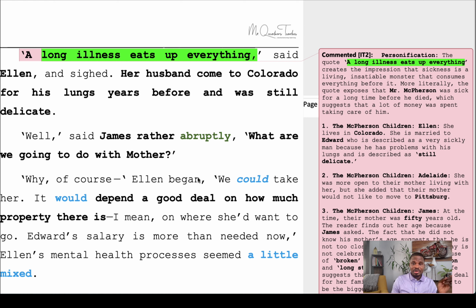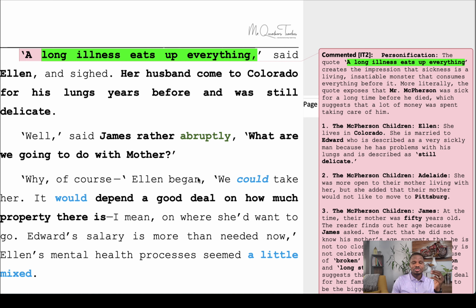More literally, the quote exposes that Mr. McPherson was sick for a long time before he died, which suggests that a lot of money was spent taking care of him. The detail I spoke about, Helen's husband being sick, we see it here. It says her husband came to Colorado for his lungs years before and was still delicate. That's one of the reasons why they live in Colorado, because her husband has weak lungs and he needs a place where it's warm.